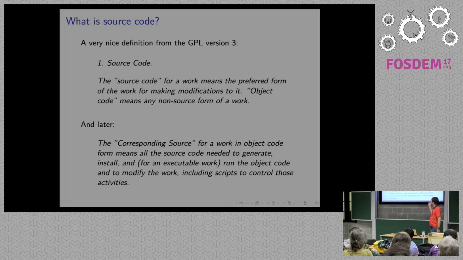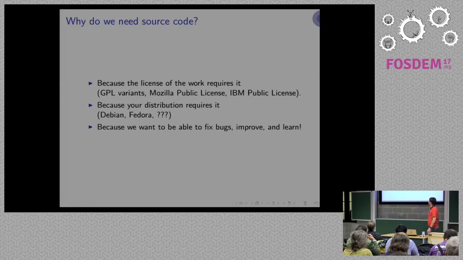Later on, it has another remark. It says the source code for a work in object code form means all the source code that we need to generate, install, and run or use the object code and to modify the work. And this also includes scripts to control all these activities. So basically what they mean here is it's not just enough to have the source code itself, because you also need, for example, a compiler, you need maybe the makefiles, everything that you need to produce the end result. Okay, but most of you are working on your laptop or computer and then you're only using the end product. So why is the source relevant?